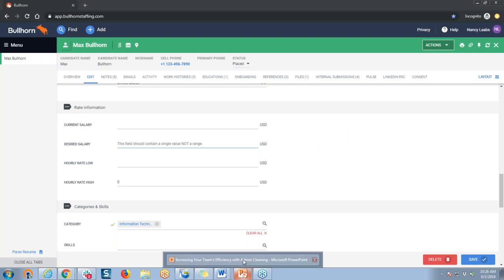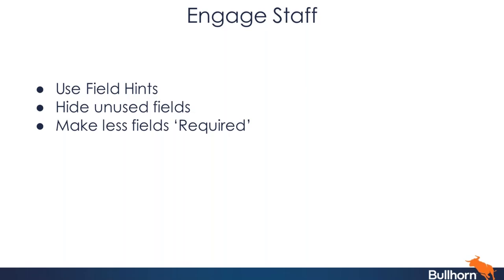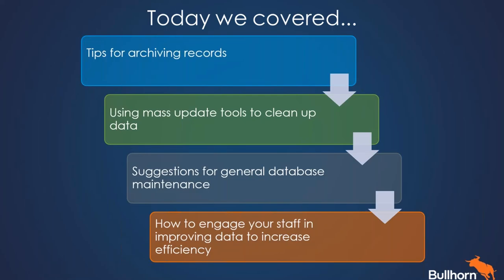So just going back here to my slides one last time. Today we covered many different ways to increase your team's efficiency just by cleaning up your Bullhorn database. We looked at archiving records, using the mass update tools. I gave you some tips just for general database maintenance, and also how to really engage your staff and improve the data to increase their overall efficiency. So I really appreciate you joining today. I hope that you found this content helpful.